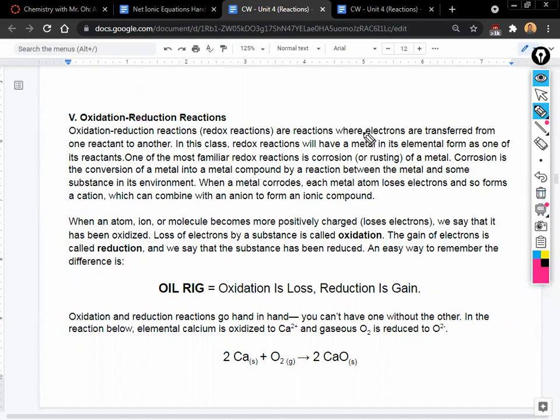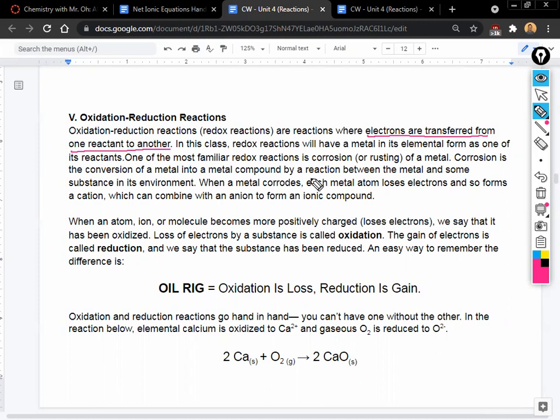In redox reactions, what we are looking at is how the electrons are transferred from one reactant to another. We haven't talked too in detail about these yet, but when chemicals react with one another, the electrons are the things that move around, and that's what allows them to react. So in redox reactions, we're going to be looking at how the electrons move around from one reactant to another.